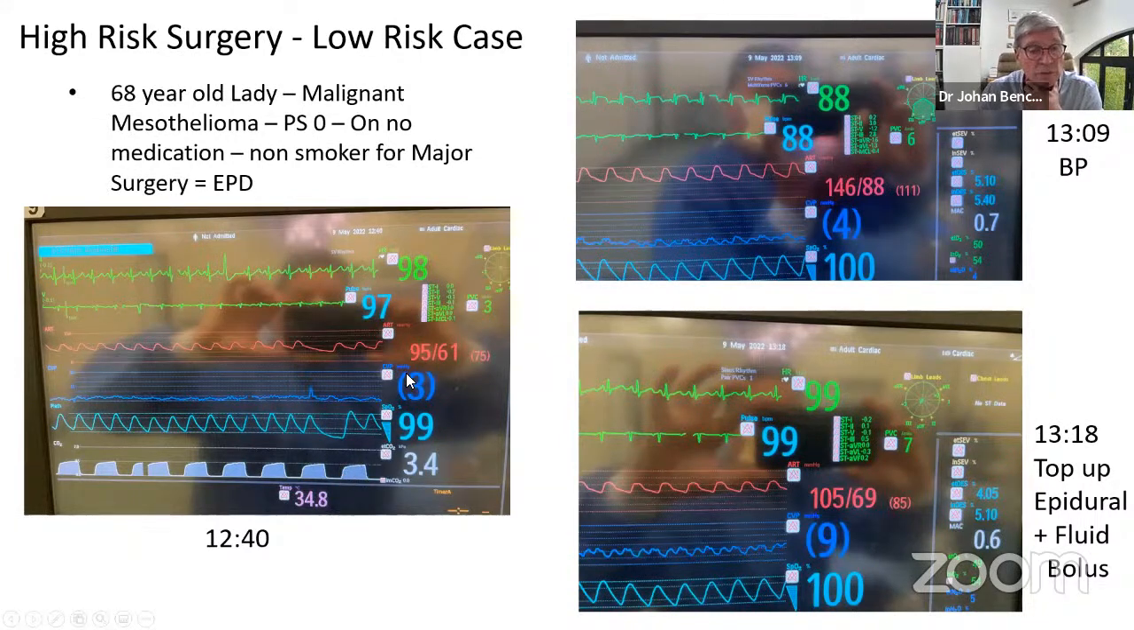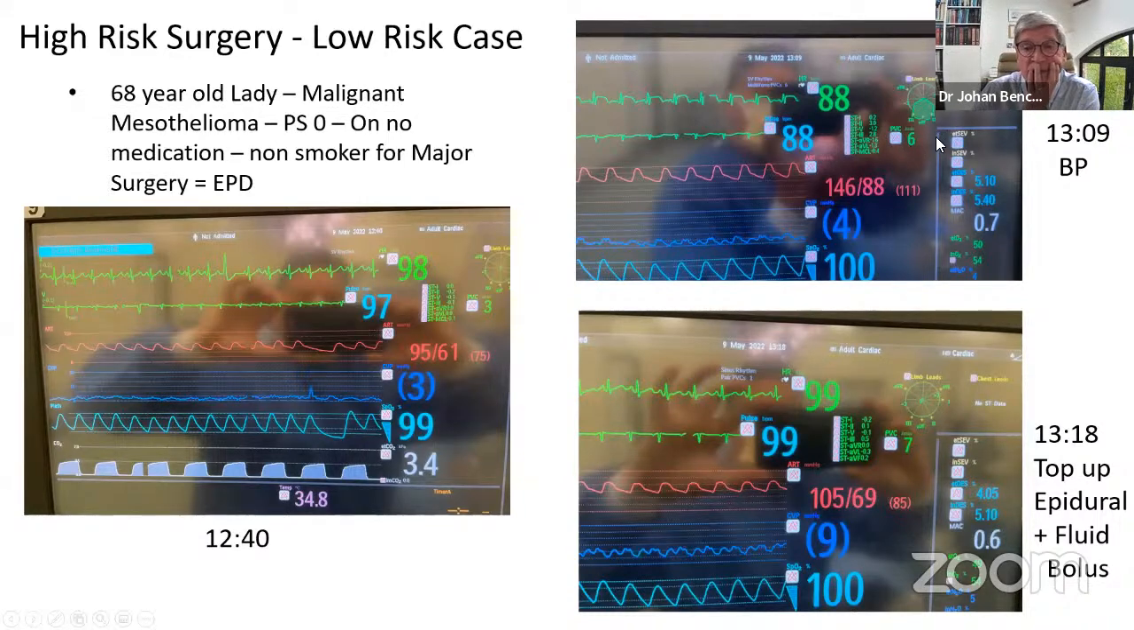extrapleural, extended pleurectomy and decortication. At the beginning, you can see here, everything is nice, hunky-dory, blood pressure is nice and low, heart rate's a little bit up. She continuously had quite a high heart rate, starting heart rate of 104. And then she became ischemic. As you can see, the STs went up.